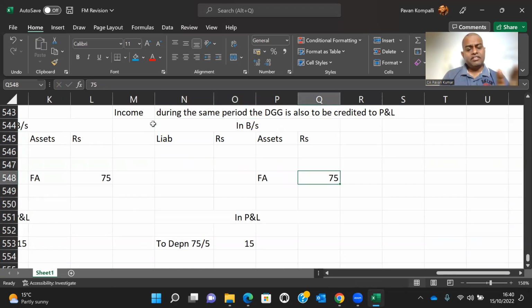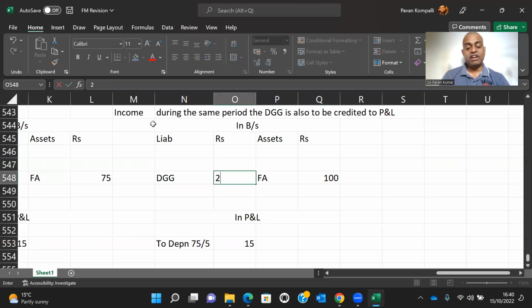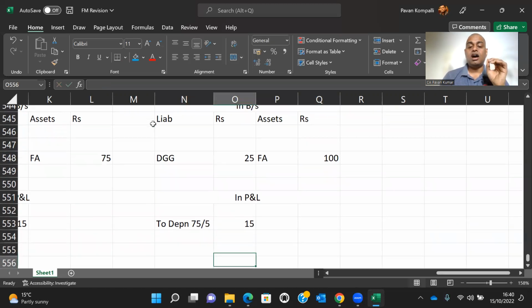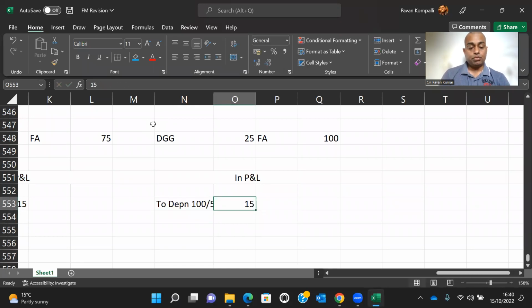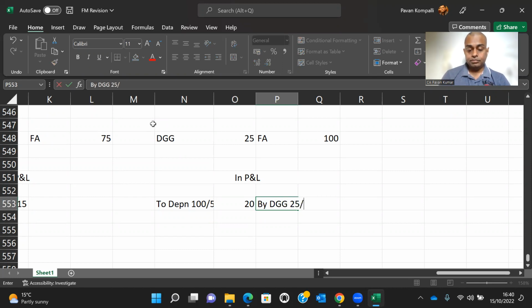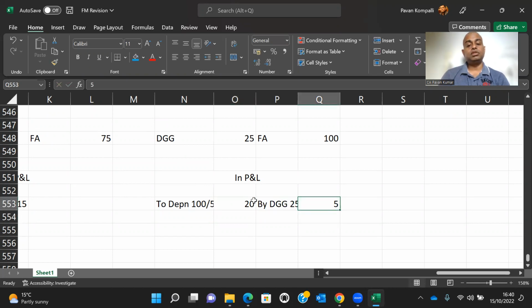Fixed asset, will you show at 75 or 100? 100. That is the reason it is called the gross approach. Here you will show DGG 25. In P&L, you will show depreciation 100 by 5, which is 20, and DGG 25 by 5, which is 5. So net off, 20 debit, 5 credit is also 15 only.